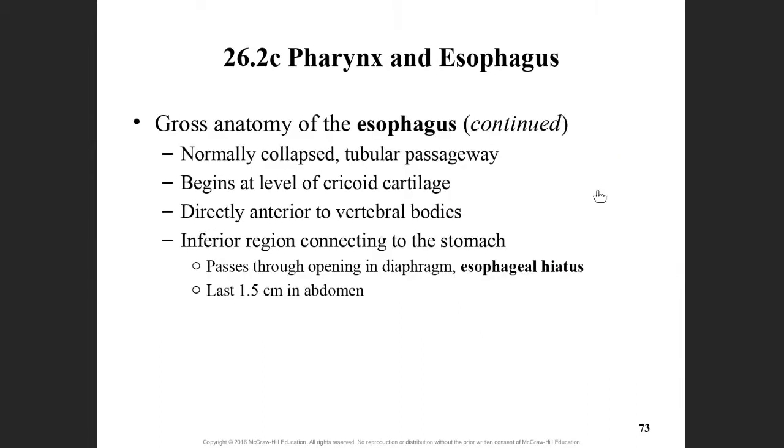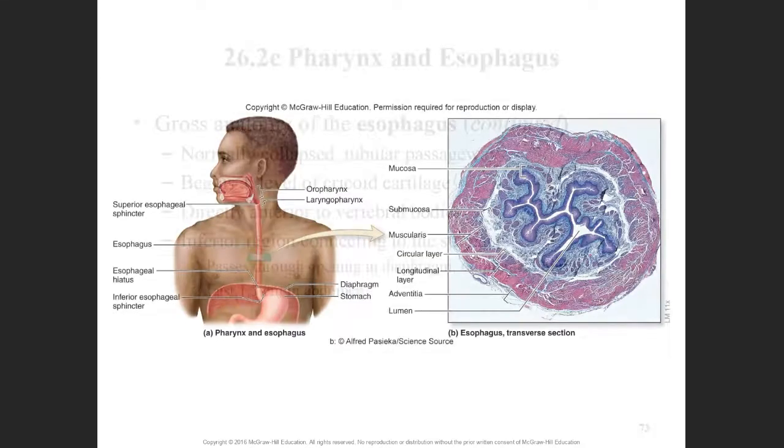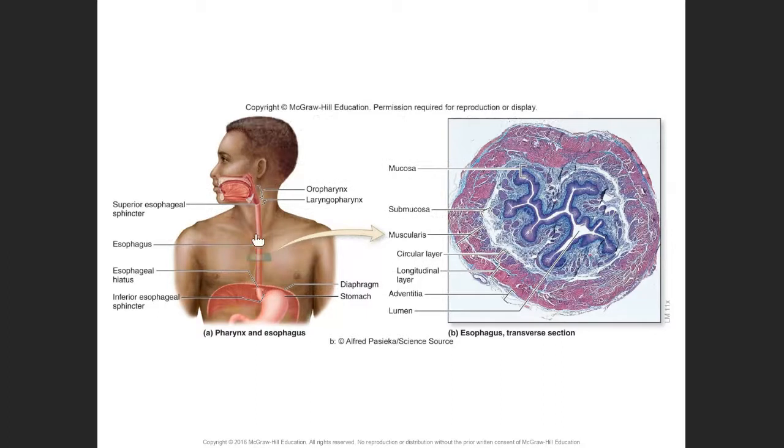After the pharynx, we have the esophagus. The esophagus is normally collapsed. And this is a tube which starts from the pharynx and is attached to the stomach. Look at here. This is the structure of the esophagus.